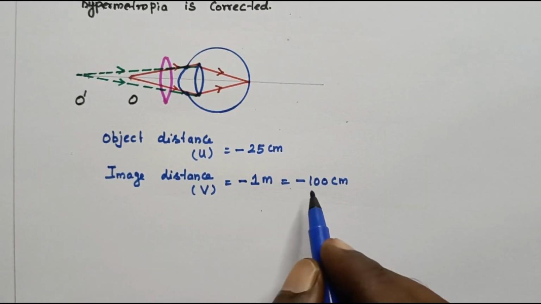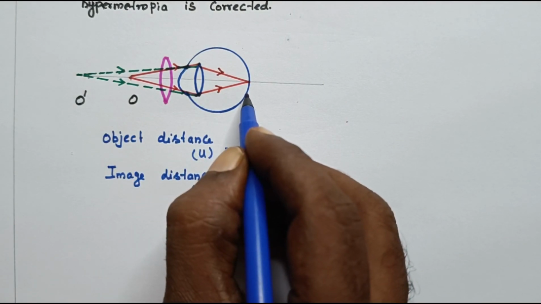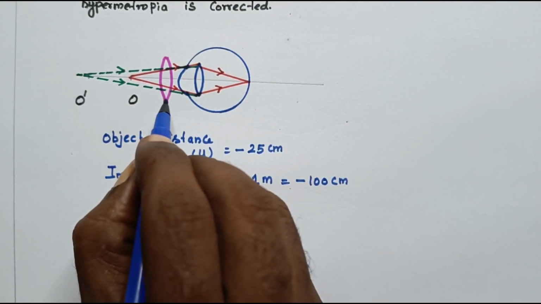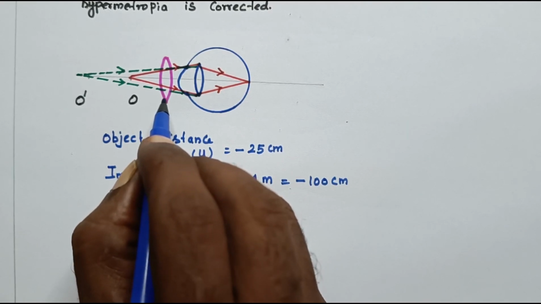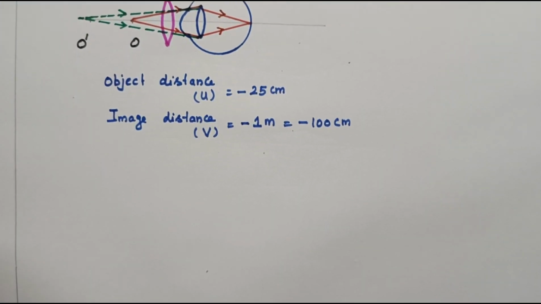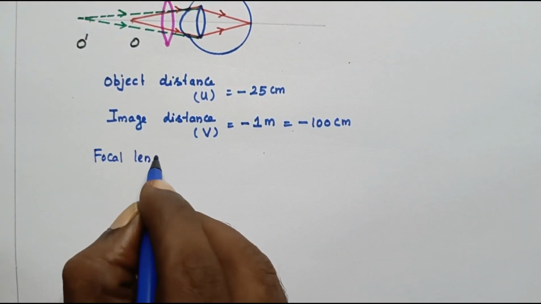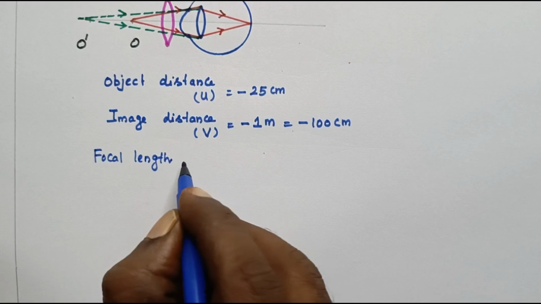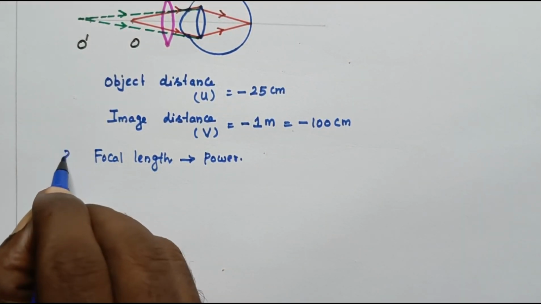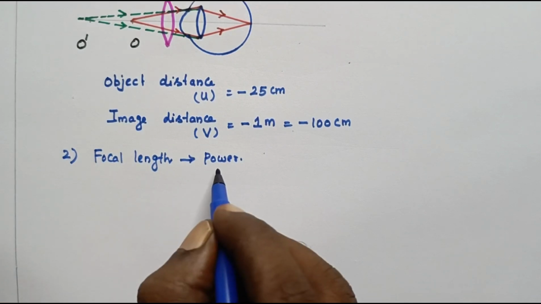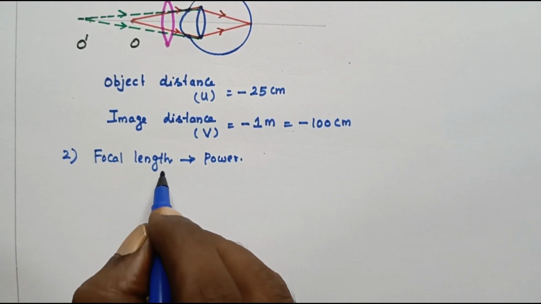If the image is formed at 100 cm, then the eye can see it clearly. So we have to use a convex lens of suitable power. We have to find the power of the lens to be used. First, let us find the focal length. If we know the focal length, then we can find the power. This is the second question. We have to find the power of the lens to be used. Focal length can be determined by using the lens formula.